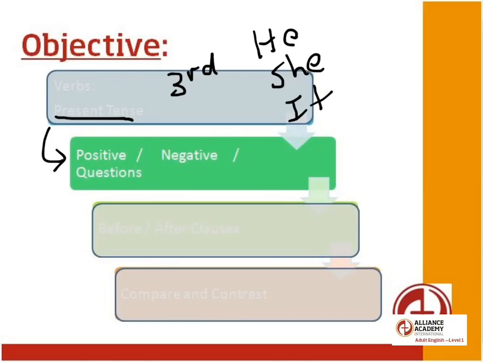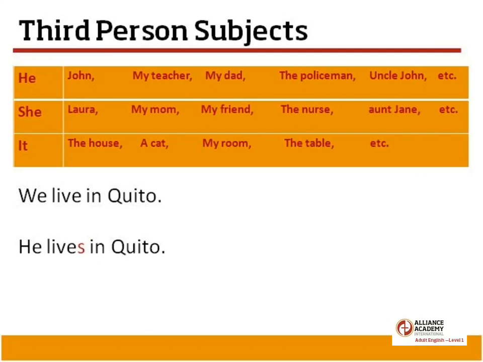Now let's move on and look at how we make positive sentences, negative sentences, and form questions correctly in the present tense. But before we do that, let's revisit this third person subject a little bit closer, because this will be important when we go to make our negative sentences and our third person sentences. I did say that he, she, and it are the third person subjects, but they can take other forms. For example, John would also be a third person subject because it is singular. Likewise, my teacher, my dad, the policeman, Uncle John, etc., they would all be third person subjects.